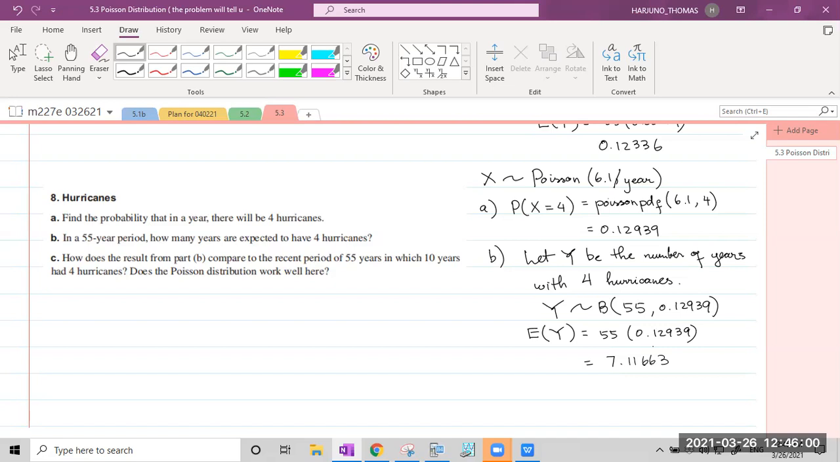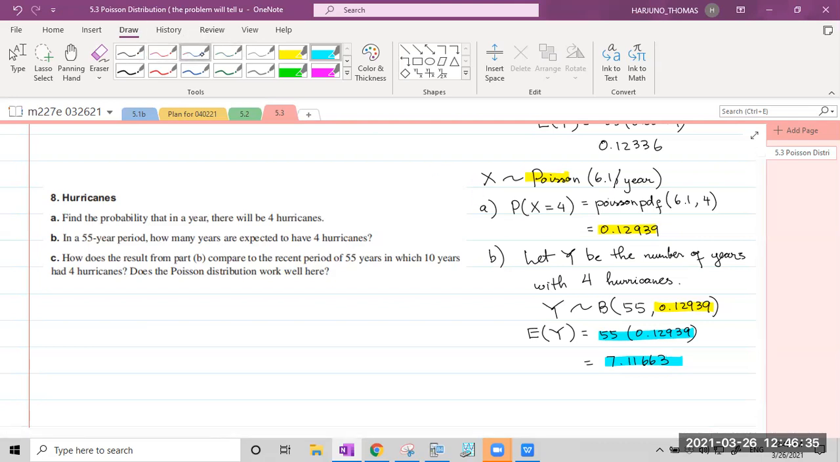But is 10 reasonable? Does the Poisson distribution work well here? Using the Poisson distribution, we get this number. Now that it is compounded by the binomial distribution, we get this number. That's why they ask that question, in which 10 years have 4 hurricanes. Now, how do we know that 10 is reasonable or not?